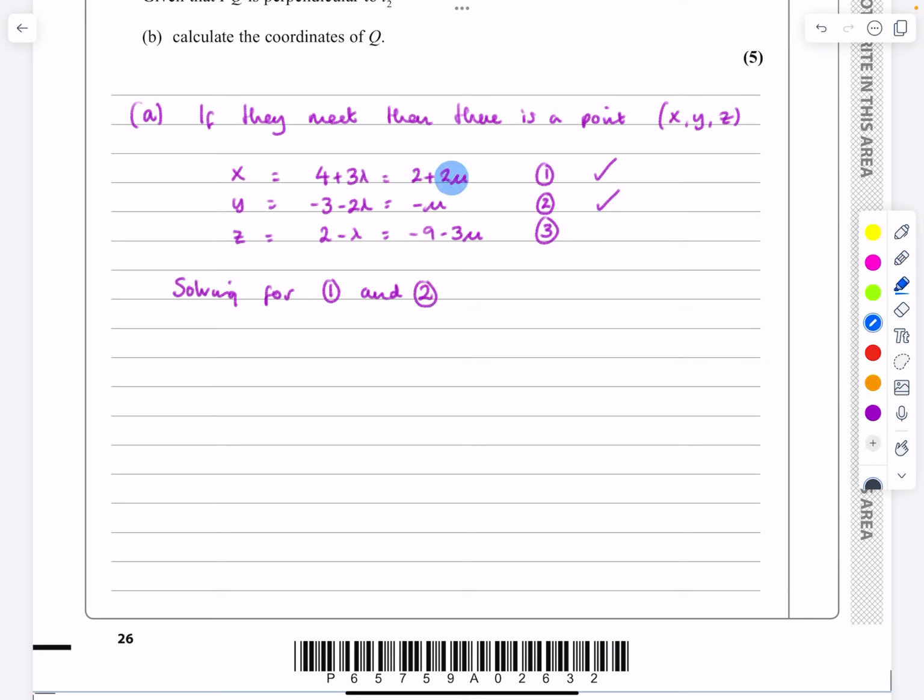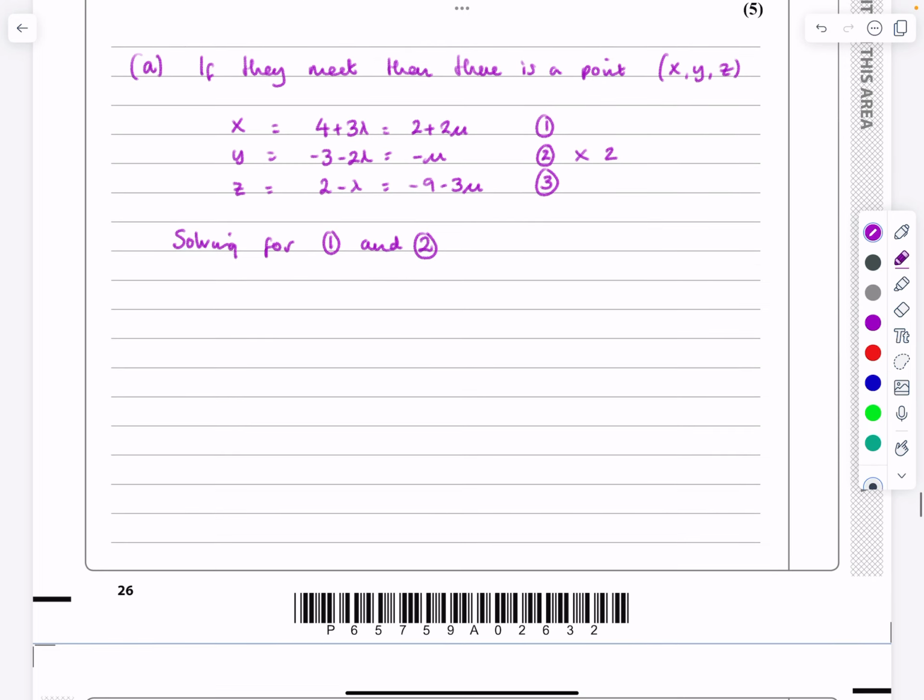I've got 2 mu there and minus mu there. So actually, if I now multiply that one by 2 here, I'm going to get 4 plus 3 lambda equals 2 plus 2 mu. And doubling up the second one, I'm going to get minus 6 minus 4 lambda is equal to minus 2 mu, and I've done that so I can now add these 2 equations together and the mu's will cancel out. So adding those together, I'm going to get minus 2 minus lambda is equal to 2 there. That rearranges to give me lambda equals minus 4.